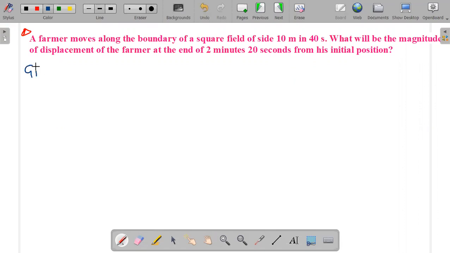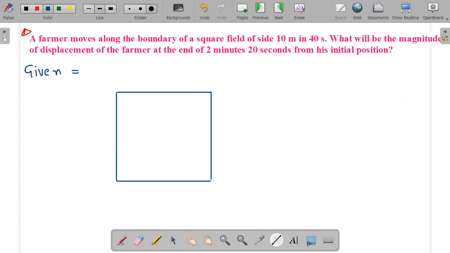So first of all, when you are doing physics, first of all, write what is given. So what is given? That there is a farmer and there is a field, and this is A, B, C and D, and every side of the field is 10 kilometer, sorry, 10 meter. Another side of the field is 10 meter. Another side is 10 meter. And this side of the field is 10 meter.